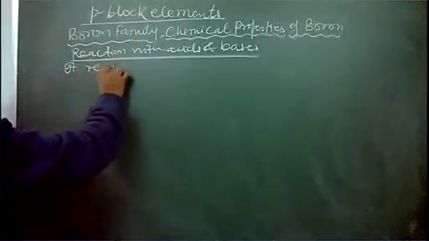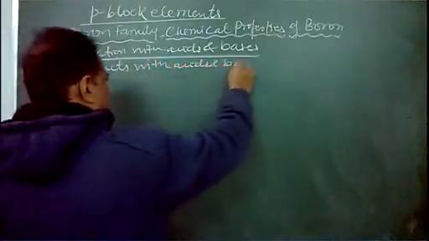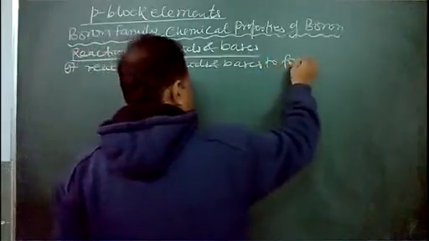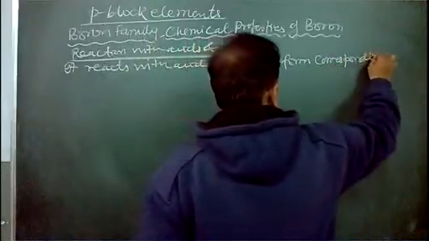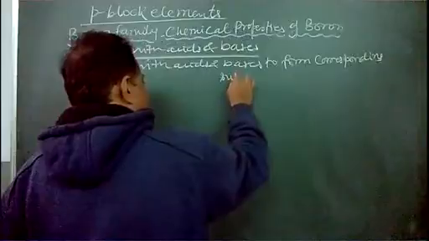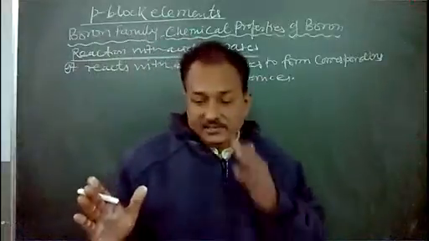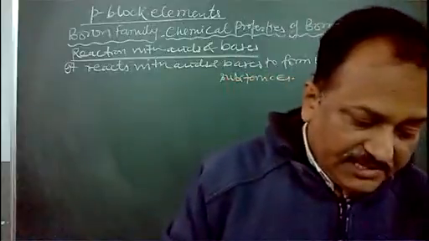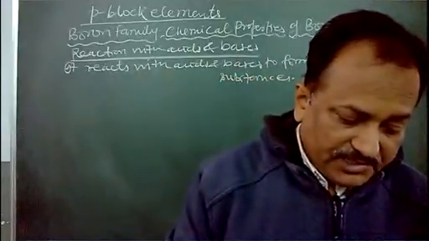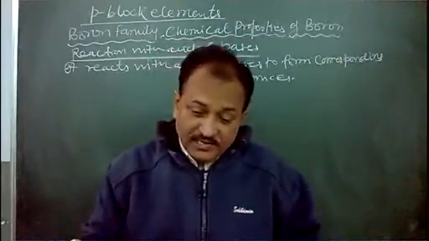So it reacts with acids and bases to form corresponding substances. Corresponding substances means just like it is a metal, so it will react with any acid or any base to form the corresponding substance. And what is the corresponding substance? Corresponding substance is salt or salt-like substances.